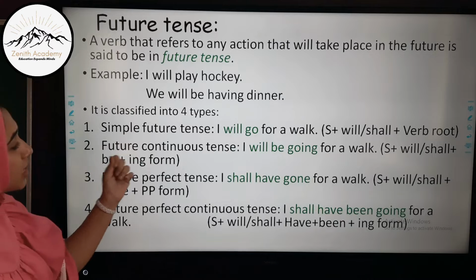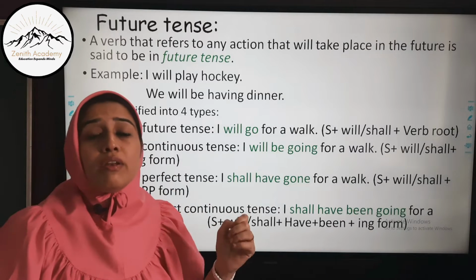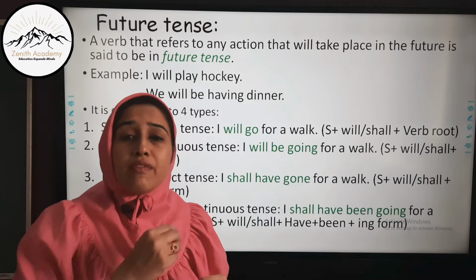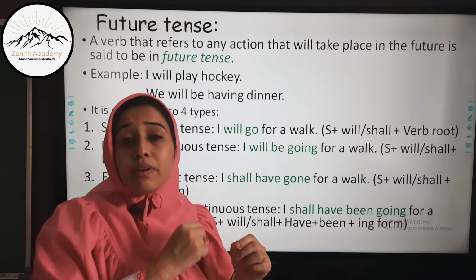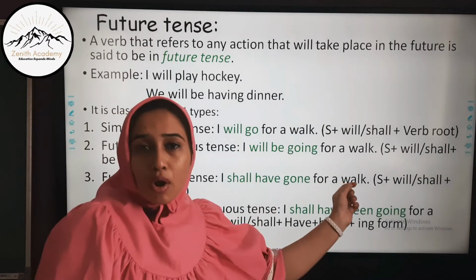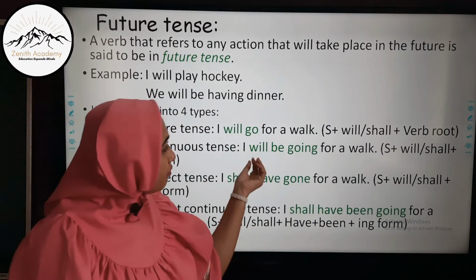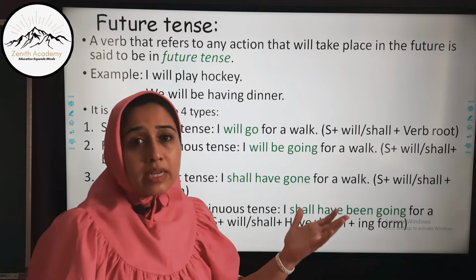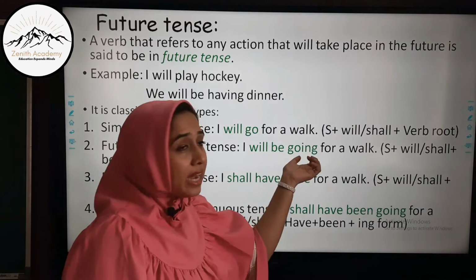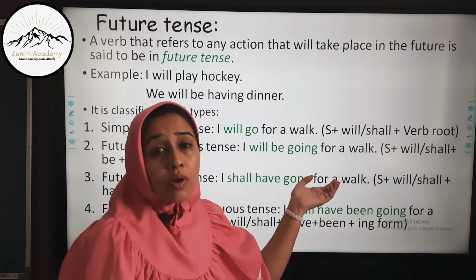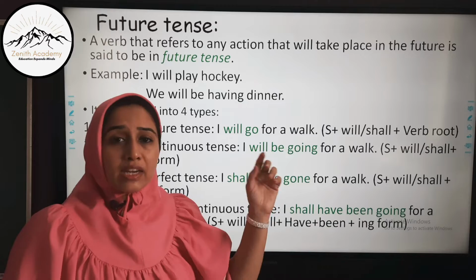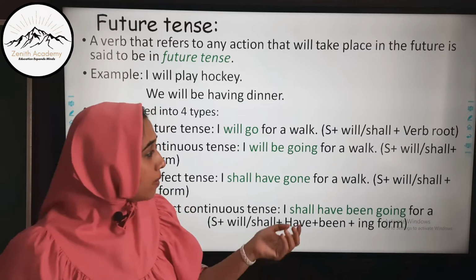Second is future continuous tense. Now in future continuous tense I am talking about an action that will be continued in future, that will be going on in the future. I will be going for a walk. So when I say will, it obviously says that the work will happen in future, and when I add ing to the root verb "go," the action will be happening in future.